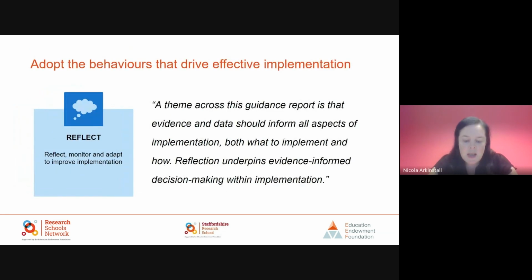And then the third element of recommendation 1 is reflection. And again, I'll just let you read that quote.